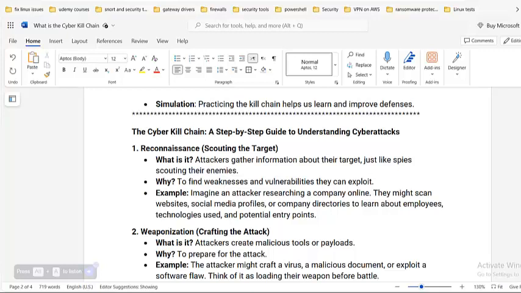Number one, reconnaissance. Scouting the target. This is what they will do. What is it? Attackers gather information about their target, just like spies scouting their enemies. Why? To find the weaknesses and vulnerabilities they can exploit. An example: imagine an attacker researching a company online. They might scan websites, social media profiles, or company directories to learn about employees, technologies used, and potential entry points.